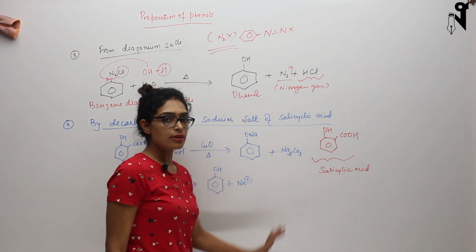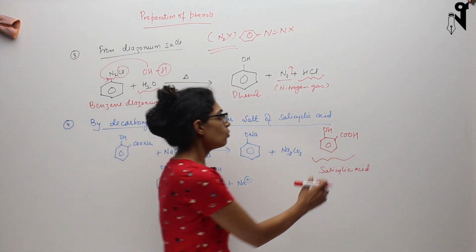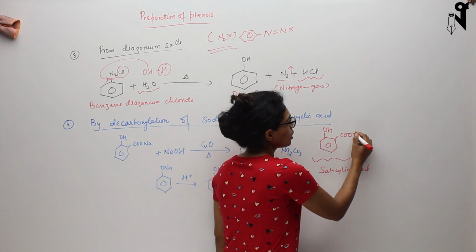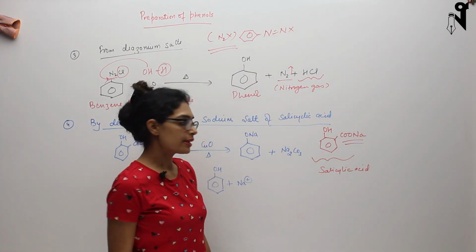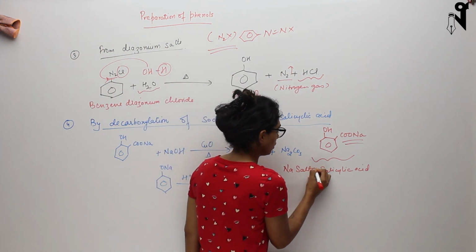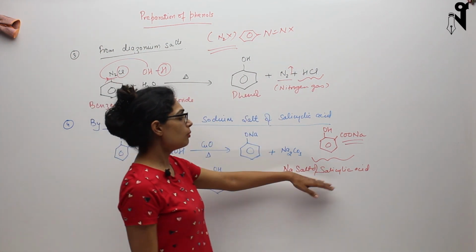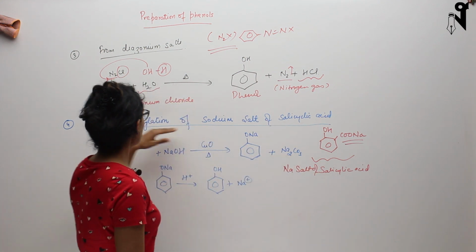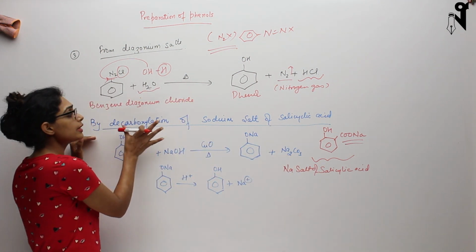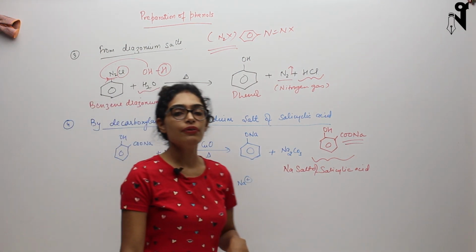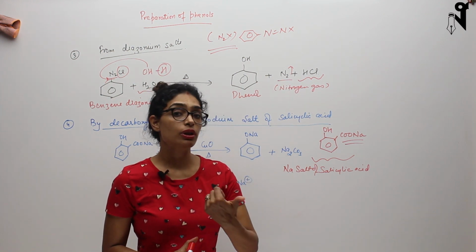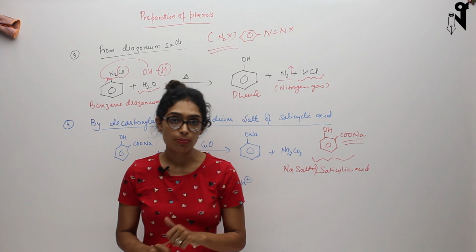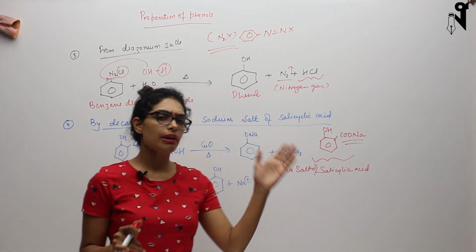So when I say that this is a sodium salt of salicylic acid, what do we need? We need to put sodium instead of hydrogen. So now it will become the sodium salt of salicylic acid. Now, we have written in the method that this is a decarboxylation. If you remember, we have done the decarboxylation in the previous chapters also, when we were doing the preparation of alkane from a carboxylic acid. This we have done in grade 10th also.